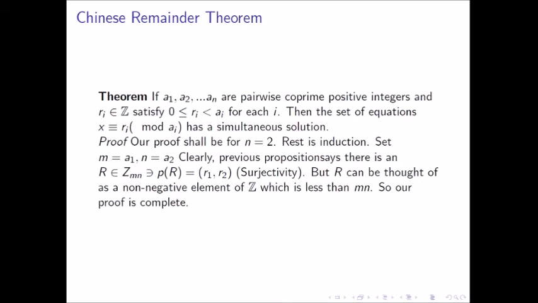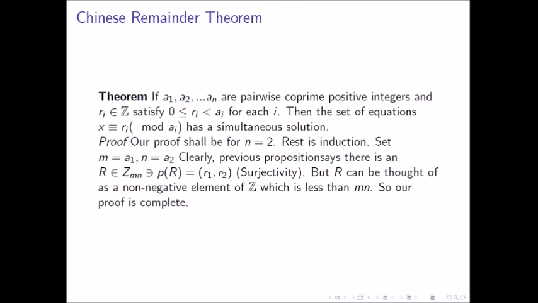Our proof shall specifically be for the case n equal to 2. The rest is induction, right? Because it's a finite case, and showing it for just two things over here with our conditions is the same as showing it for finitely many of them. Try to use induction over there.